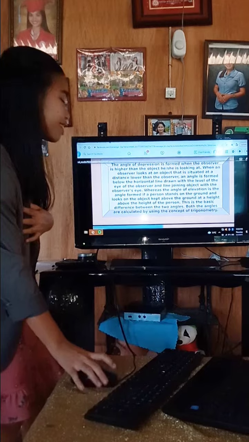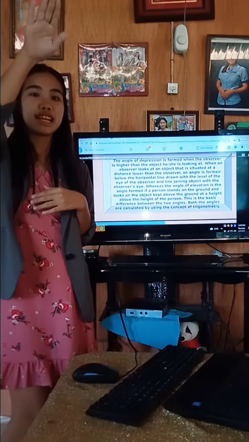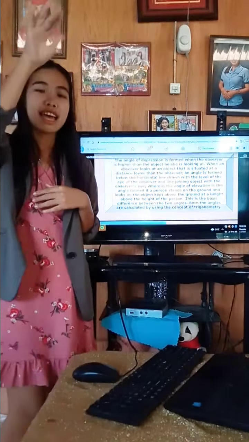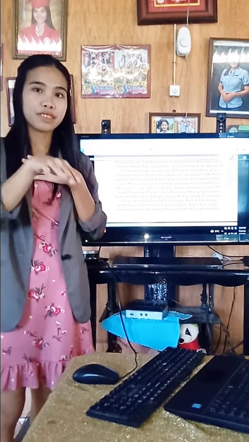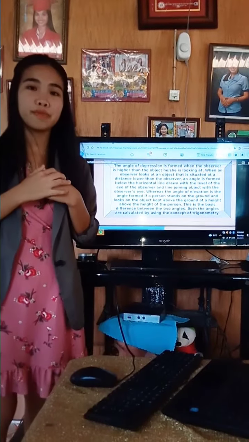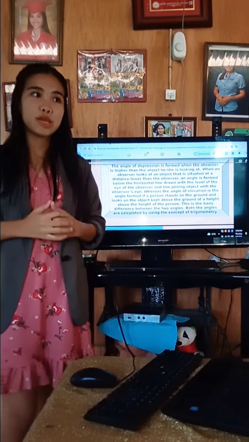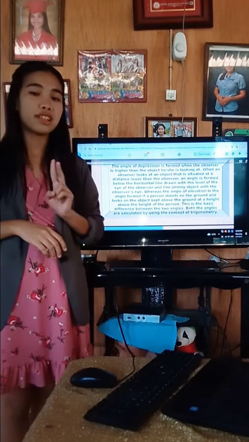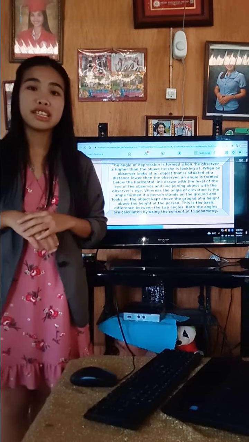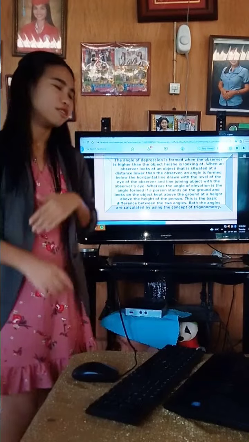As I said earlier, when you look above, there is an angle of elevation. And when you look downward, it is an angle of depression. Or when you stand, kung saan ka tumayo, there is both an angle of elevation and depression. Hindi mo kailangan umakyat ng puno para lang may angle of depression.